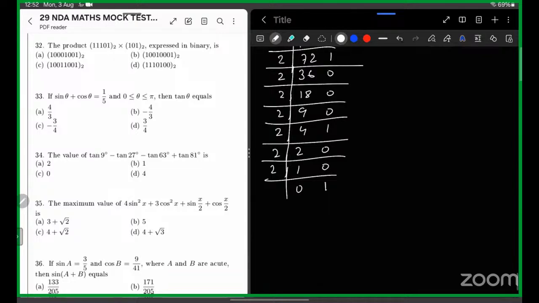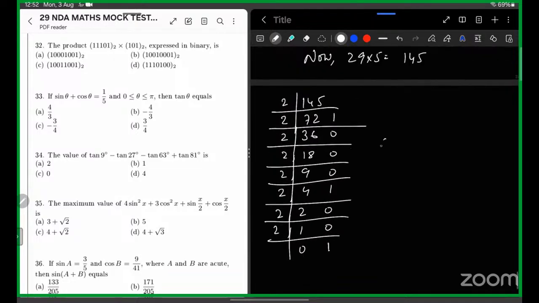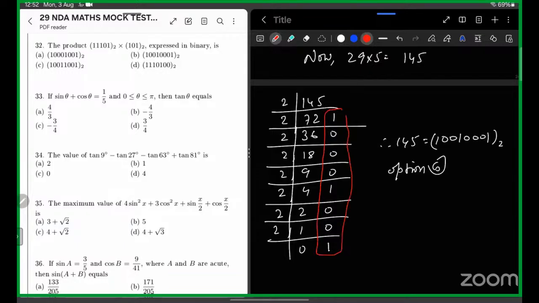Okay, so I got this value. Therefore 145 can be written as 10010001 to the base 2. The option is there. B. Option B is the one, reading from down to up.